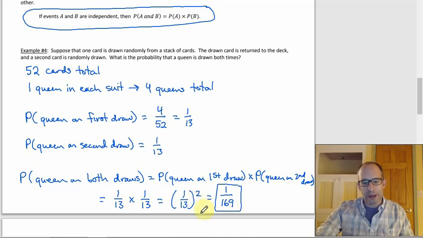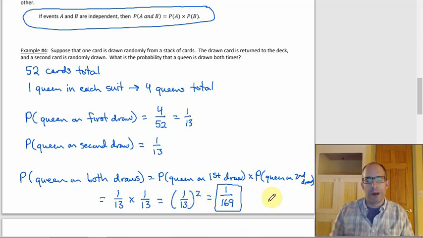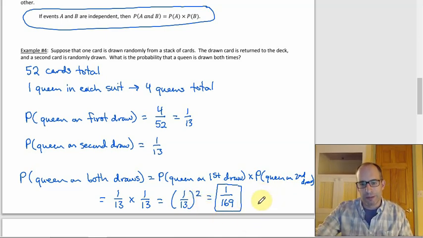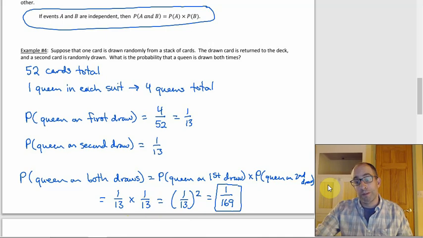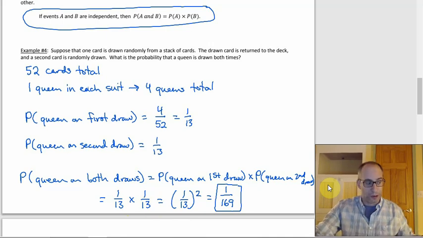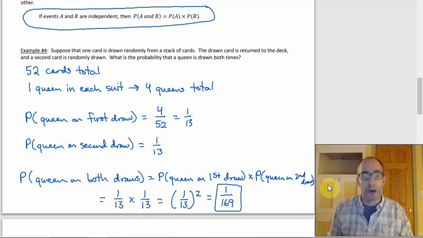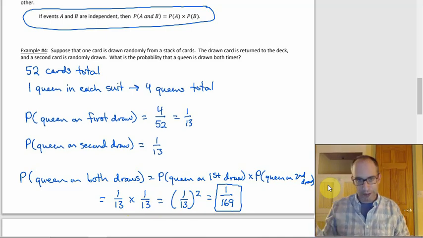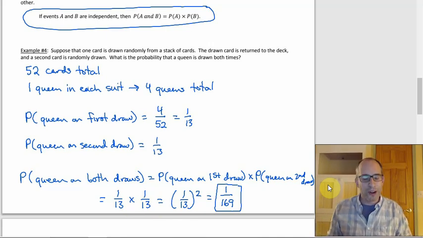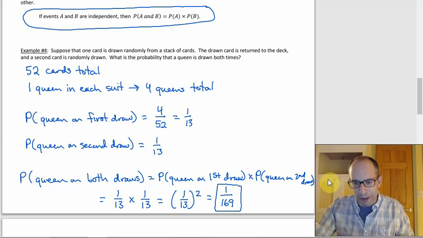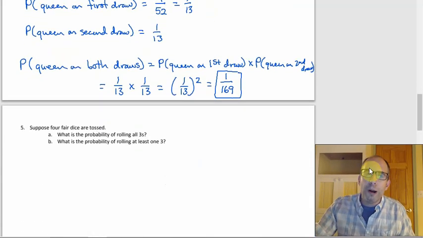And this is the kind of thing, like the ones that involve independence in this section, this is the kind of thing that you end up with, where it ends up being the same number multiplied together. More than twice sometimes too. Like if you were drawing 3 cards, then you'd have 3 1/13ths multiplied together. If you were drawing 8 cards, you'd have 8 of them multiplied together. And that would be a huge denominator.